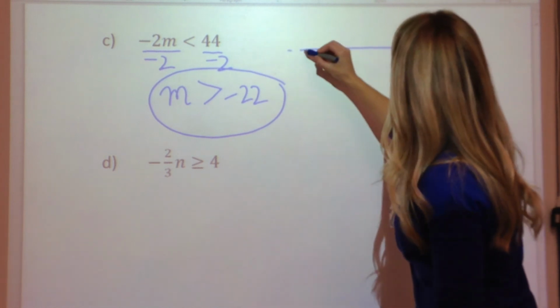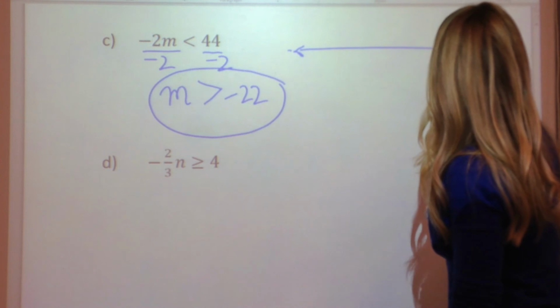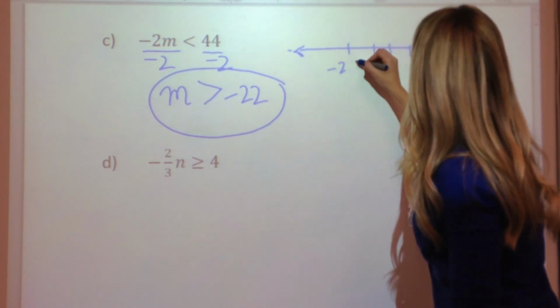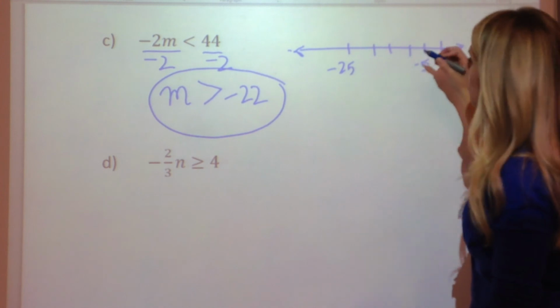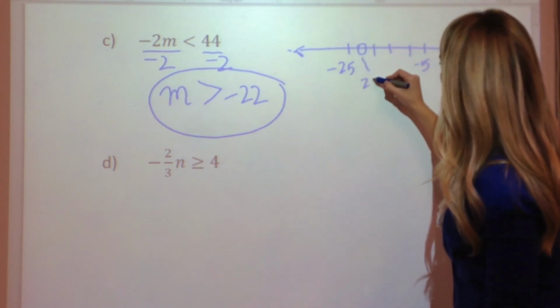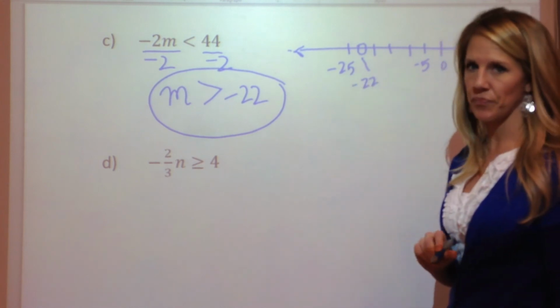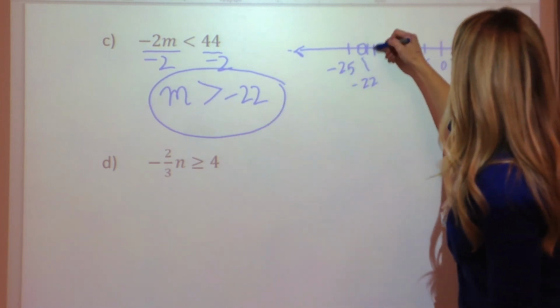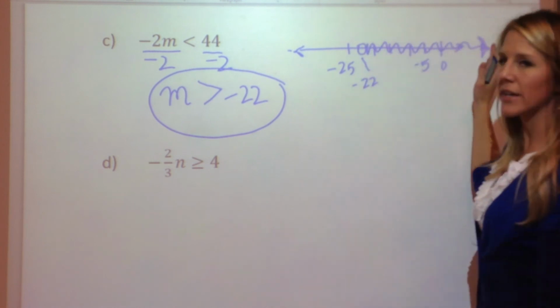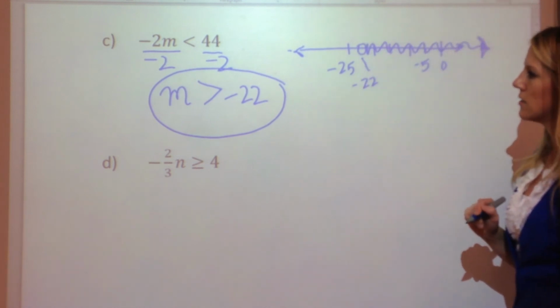So when I go to graph this, 0. I'm going to go ahead and count by 5s again, but I will guesstimate where negative 22 is, and I'll mark it. So now I'm greater than, so everything to the right. So any number to the right, bigger than, greater than, the numbers get bigger as I go to the right, so I shade to the right.